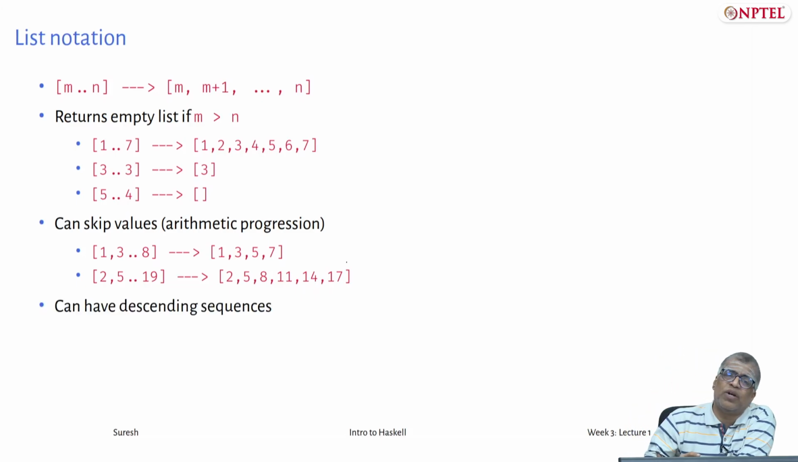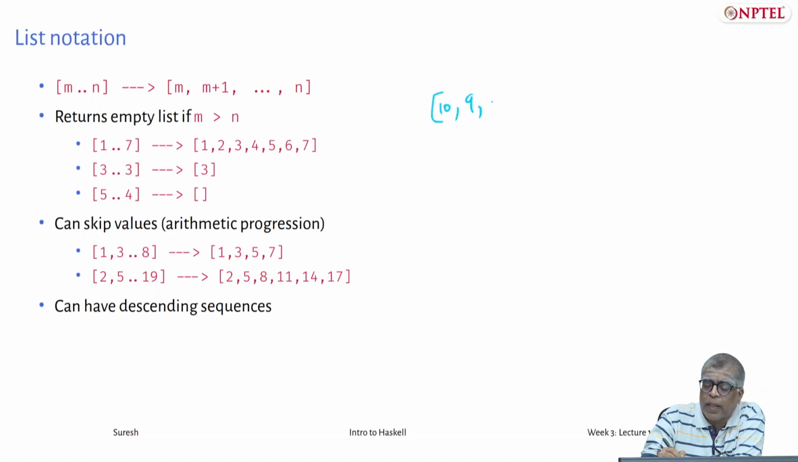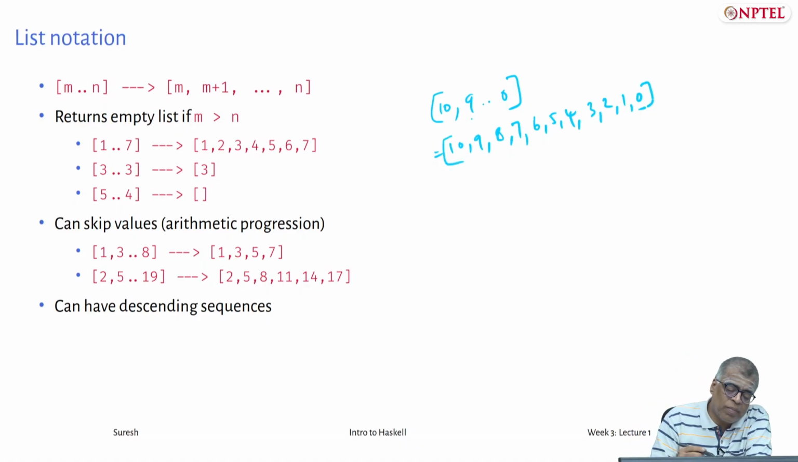And the nice thing is that you can also have different descending sequences. I can have 10, 9 dot dot 0, and that will give me 10, 9, 8, and so on. This is a very common mistake, a very potential for a very common mistake. You should take care.